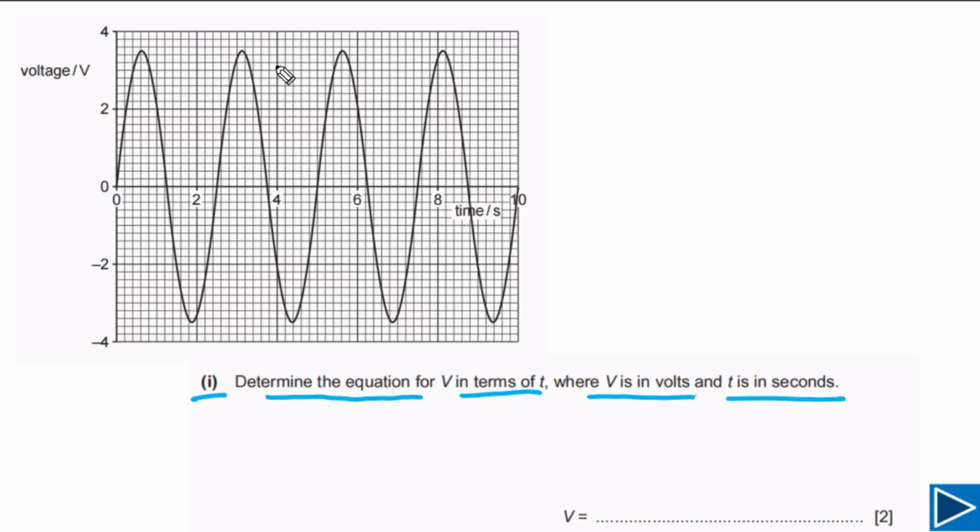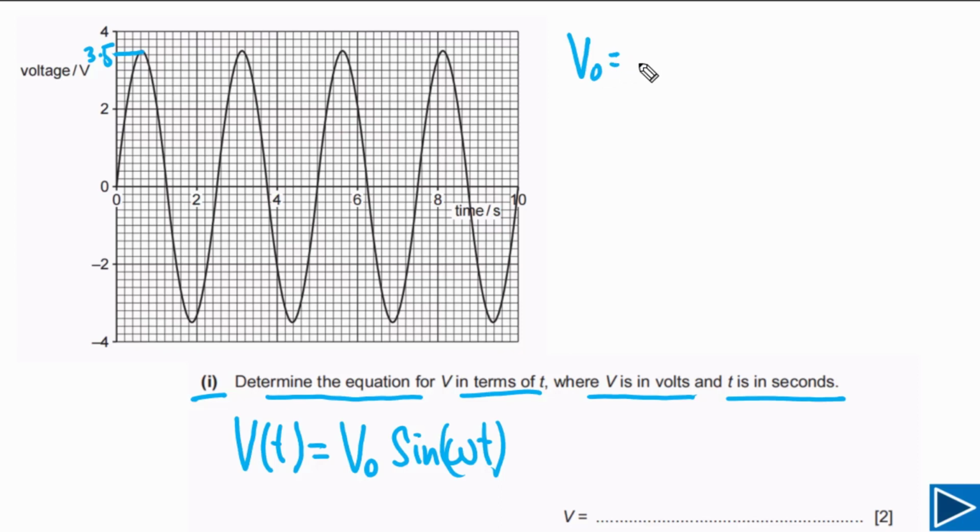If you look at this graph, this is a sine graph, so we can write down the equation for a sine graph. V as a function of time will be equal to V naught, meaning the maximum value of V, times sine of omega t. Now we need to plug in the values of V naught and omega. First of all, the value of V naught, meaning V max, we can read from here. V max is equal to 3.5. So we can write V naught is equal to 3.5 volts.